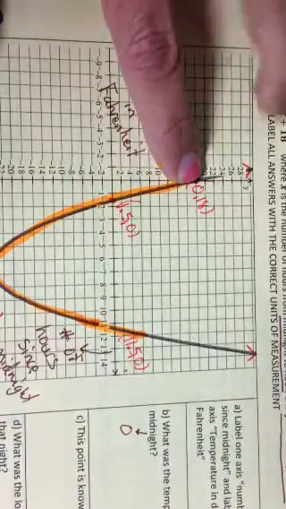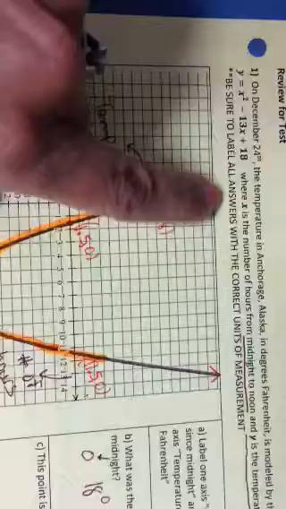So A, we already did. What was the temperature at midnight? Midnight, if this whole thing is the number of hours from midnight to noon, that means our time is 0. And that's what this is. 0 is no hours has passed since midnight. So our temperature is 18 degrees Fahrenheit. If you look, it does say be sure to label all your answers with the correct units of measurement, so make sure you're doing that. This point, they're referring to this point, is known as the y-intercept.